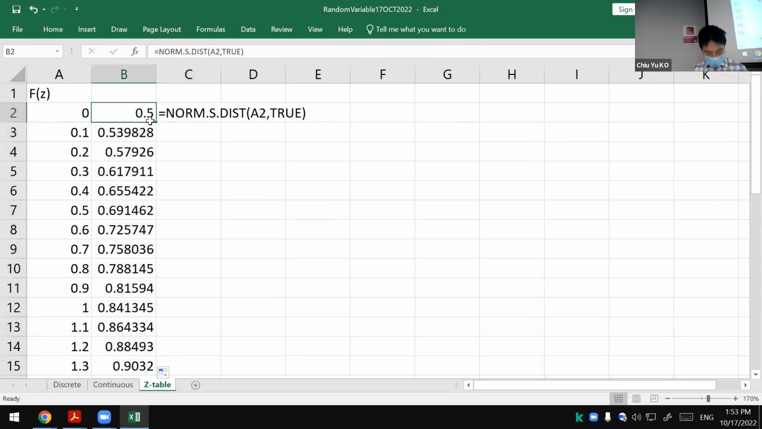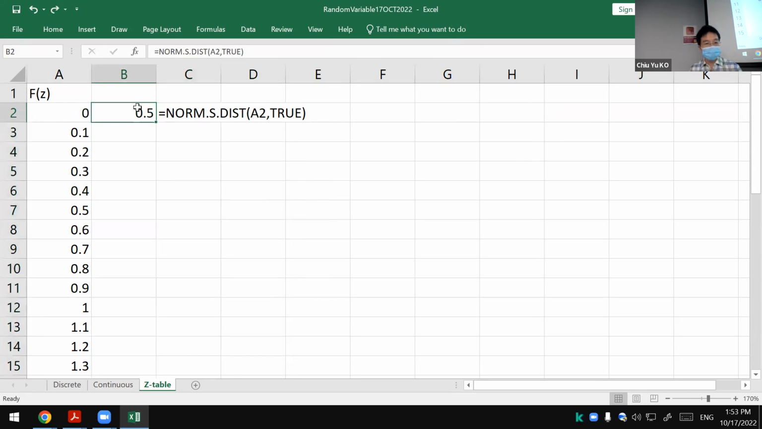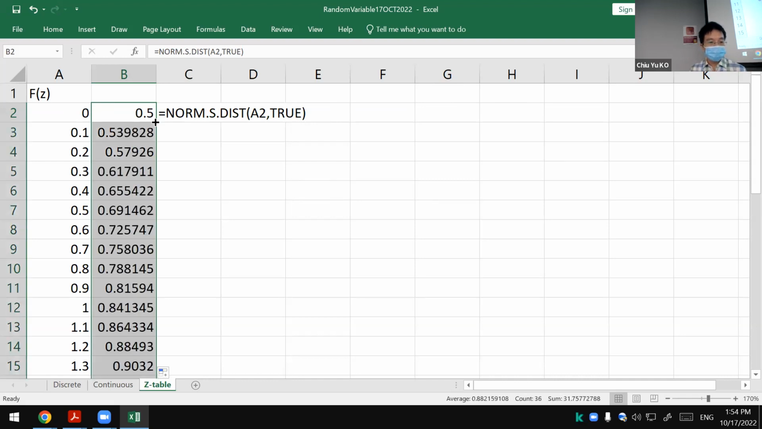So here I just slow down. How I do it is you go to the right hand corner, it becomes a cross. Once you do this, that's why I put A2, because it takes this number. And this is one of the smart things to see in Excel: go to the right hand corner, double click it when it becomes a black cross, then everything is there.